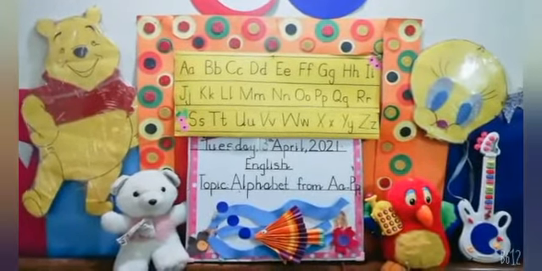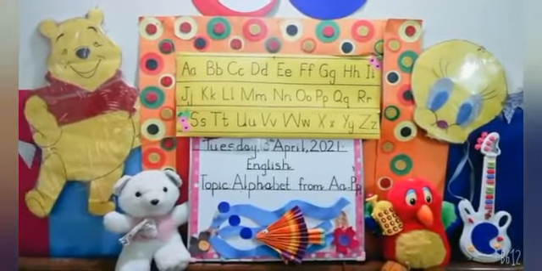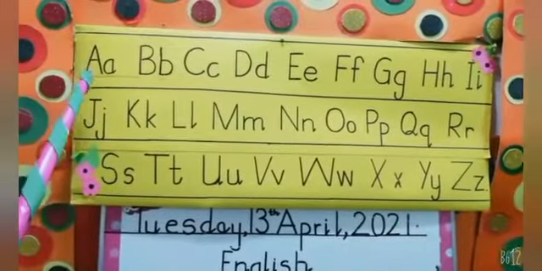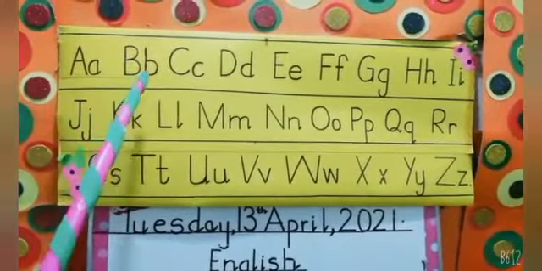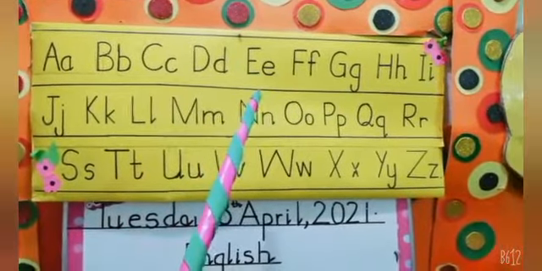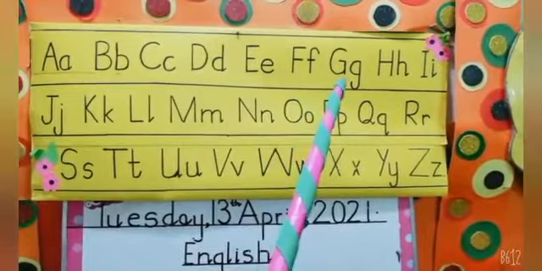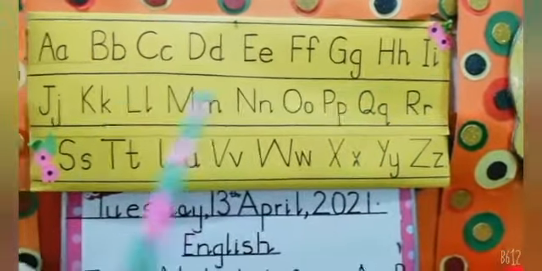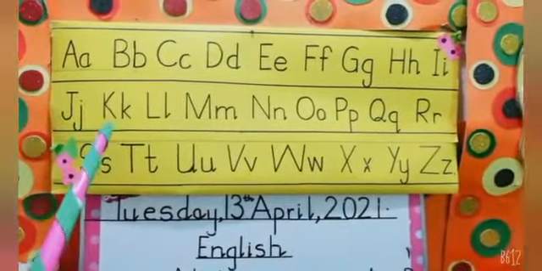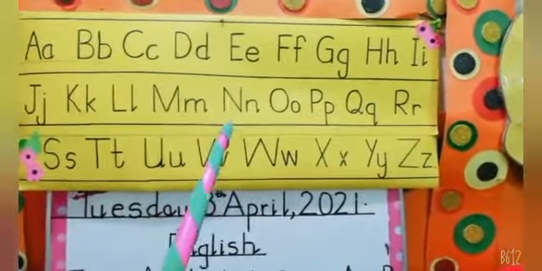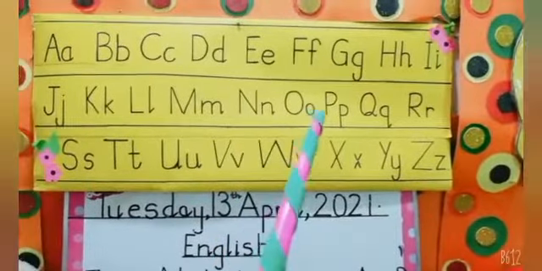Okay students, first of all we will read the alphabet from A to P. A, B, C, D, E, F, G, H, I, J, K, L, M, N, O, P.